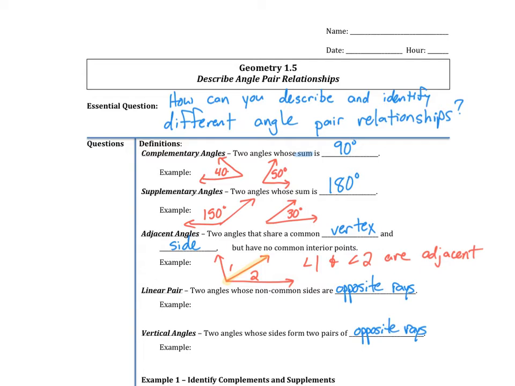All right, and then a linear pair. A linear pair is two angles whose non-common sides are opposite rays. So in other words, a linear pair forms a line. So it'd be if we have a line and the angles look like this. We'll call this 3 and 4. So notice they share a side. Angle 3 and angle 4 still share that side, but they have opposite rays. The green and the blue are opposite rays. So angle 3 and angle 4 are a linear pair.